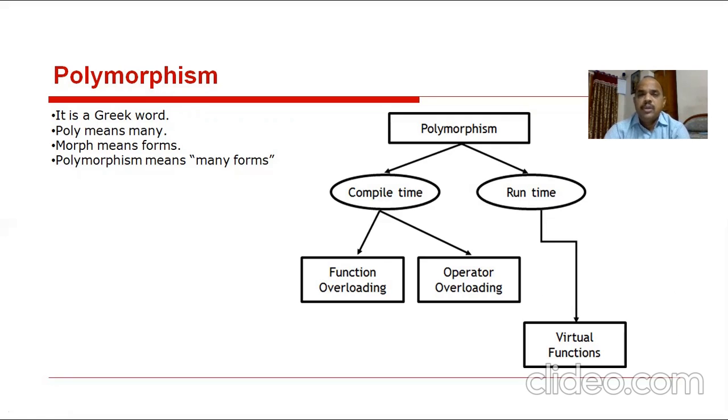Simply polymorphism. There are two types of polymorphisms here: compile time polymorphism and runtime polymorphism. Compile time polymorphism, what are the changes occurred in compilation time? That is called compile time polymorphism. What are the changes occurred in runtime? That is called runtime polymorphism. So what are the examples of compile time polymorphism? Here function overloading and operator overloading. We already discussed in second unit and third unit.